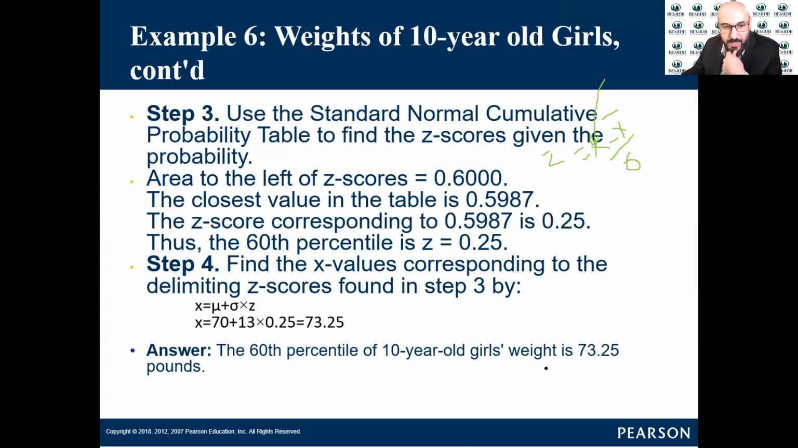So the x would be equal to, here we put the equation, and we need to solve that for x. If you solve that for x, that would be 73.25. What does that mean? In order to be in the 60th percentile, any girl who would like to be in the 60th percentile should have a weight of 73.25.